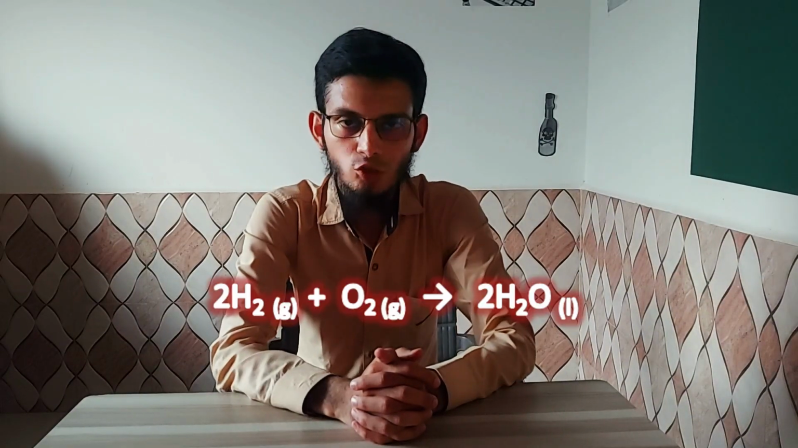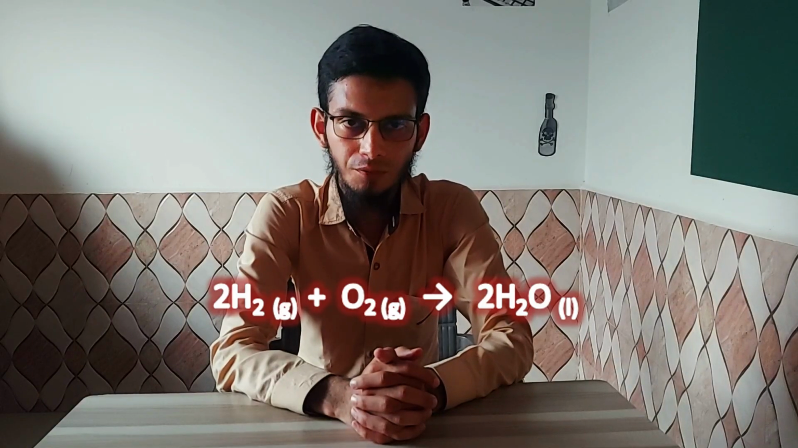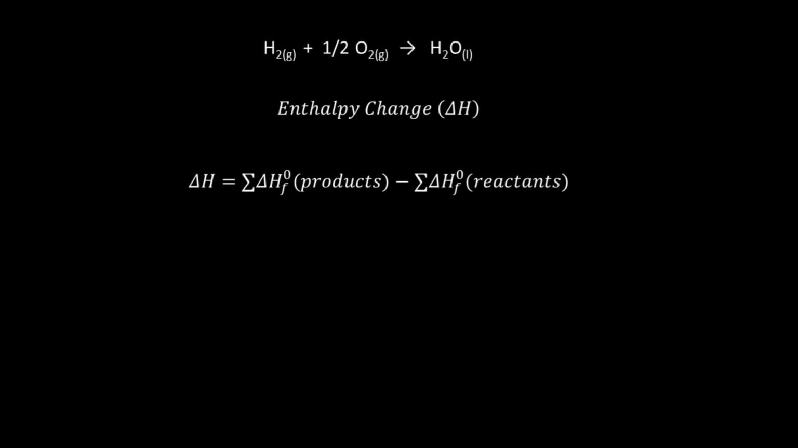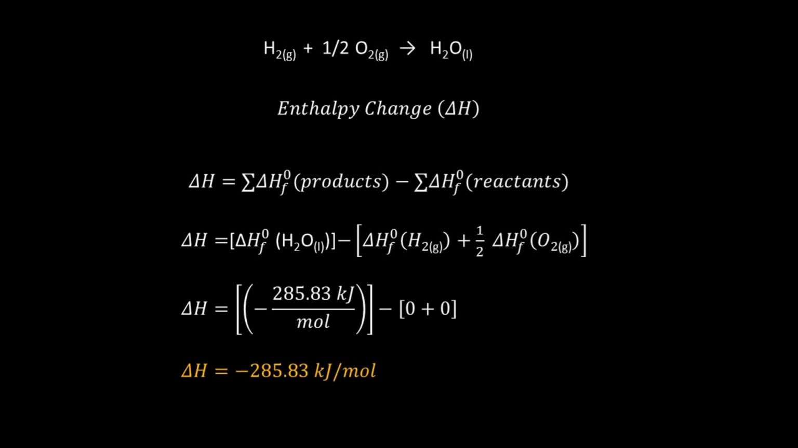Let's take an example: formation of water, 2H2 plus O2 gives 2H2O liquid. First of all, you have to find the delta H for the reaction. But first remember that delta H for an element or compound in its standard state is equal to 0 kJ per mole. We take it as 0. So delta H for the reaction can be given like this, and we get the final answer of minus 285.83 kJ per mole. It is already given, but I want to show you that delta H of formation is equal to delta H of H2O liquid, which is minus 285.83.